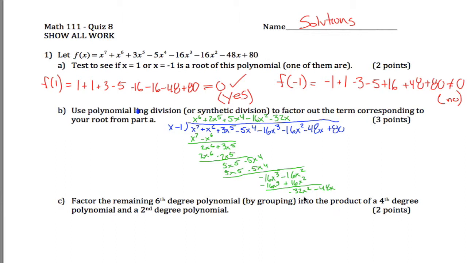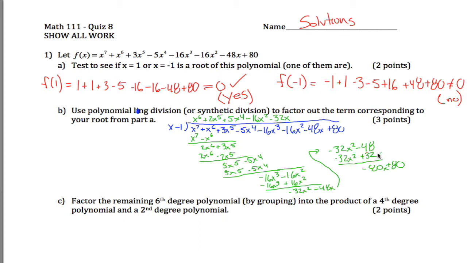Negative 32x times x is negative... What am I going to do here? All right, I'm going to recopy this up here. Negative 32x squared minus 48, and draw a little arrow. So when I do this negative 32x times x, I get negative 32x squared. Negative 32x times negative 1, I get positive 32. And now when I subtract, negative 48 minus 32 is negative 80. And I bring down this plus 80.